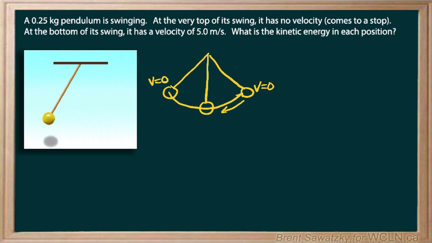And then as it starts swinging down again and heading in the other direction, it goes down, and at the very bottom we have our maximum velocity. And we're told in the question that the maximum velocity is 5 meters per second. Then it carries on and slows down until it gets up to 0 again, turns around and starts heading back. So there's our scenario.